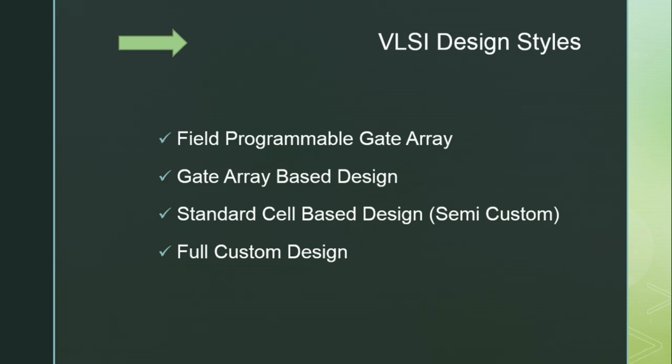An IC, what we call an integrated chip, contains thousands or millions of transistors fabricated on a small area. To design these ICs, there are basically 4 design styles available in the market. These design styles are field programmable gate array based design, standard cell based design, and the fourth one is full custom design.